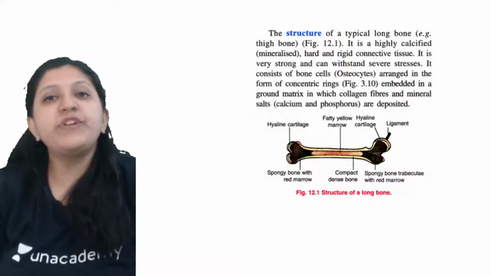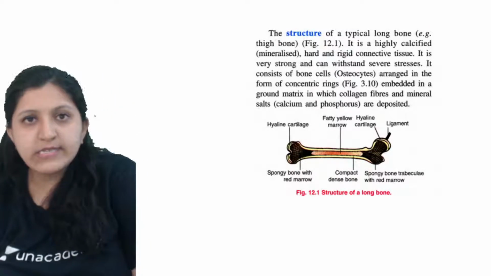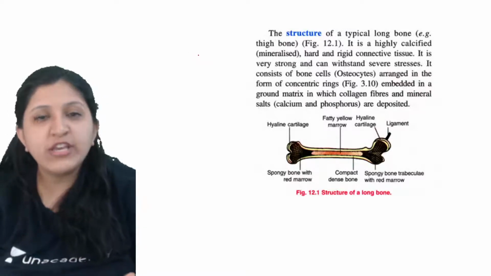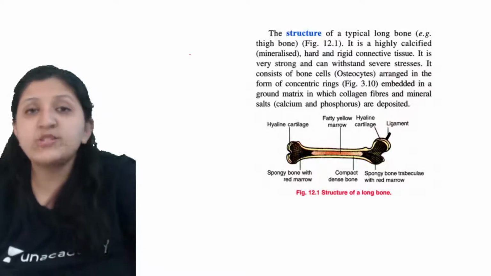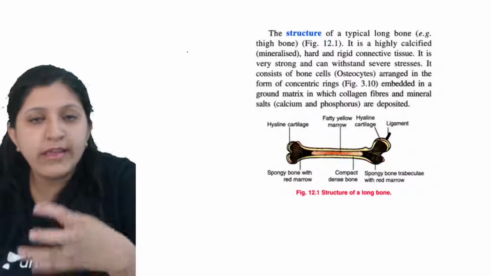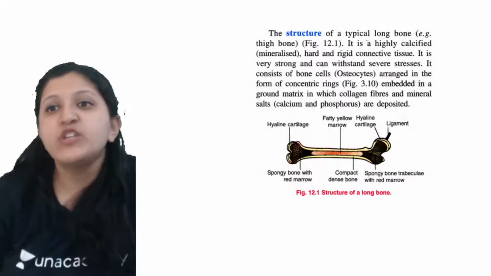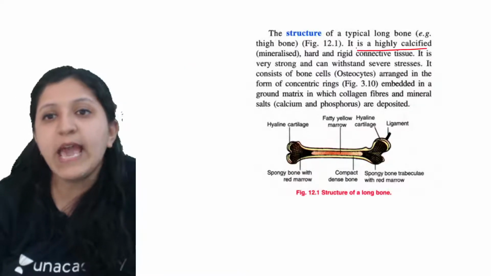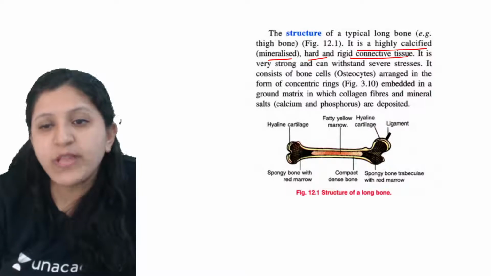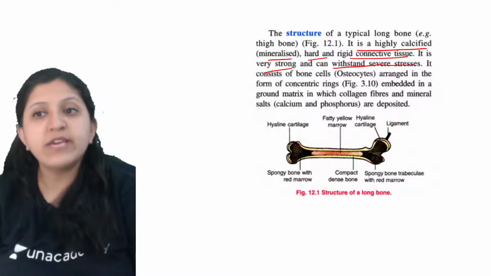Okay, so when we mention the structure of a typical long bone, there is the thigh bone, a bone over here in your thighs. There is a mineral part and an organic part, so it is not all the time just one content, as we mentioned with respect to organic and inorganic. The inorganic part is always there. Here it is a highly calcified, that is mineralized, hard and rigid connective tissue, very strong, and it can withstand severe stresses also.